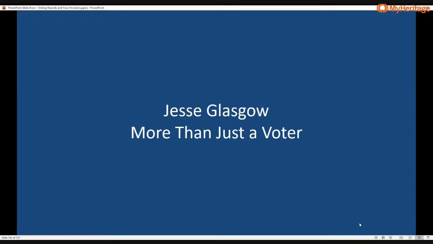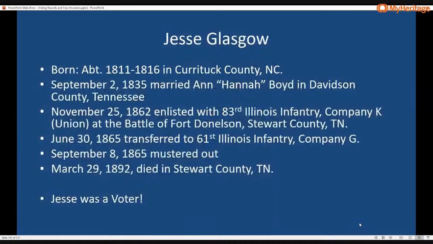And so Jesse Glasco was more than just a voter. I have been able to find a tremendous amount of information, not only on him being a voter, but also on him being a candidate. Here is some information about Jesse Glasco, who he married. He was actually part of the 83rd Illinois Infantry, and he died March 29th, 1892.